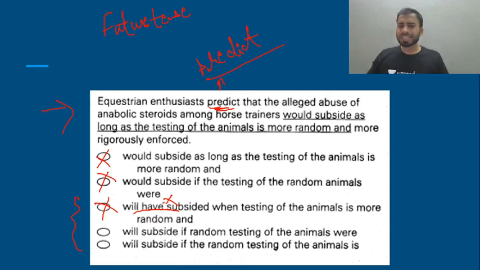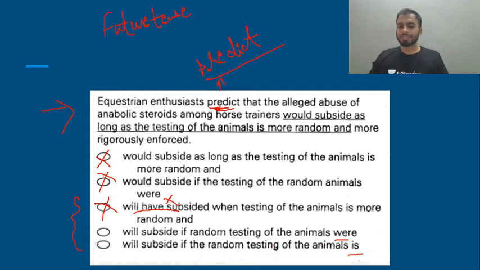They're trying to state something. They're trying to assert something. They're trying to reiterate something, right? So will subside if the random testing of the animals were more rigorously enforced, or will subside if the random testing of the animals is rigorously enforced. Do we need were here or do we need is?